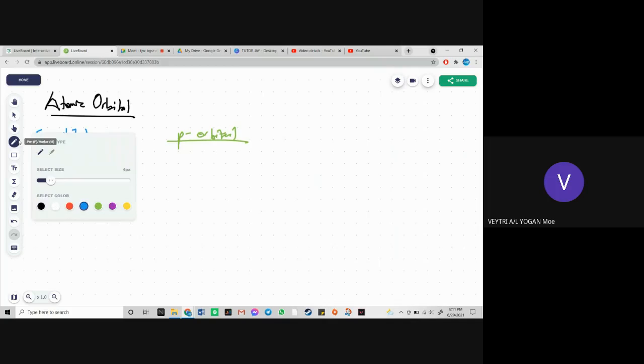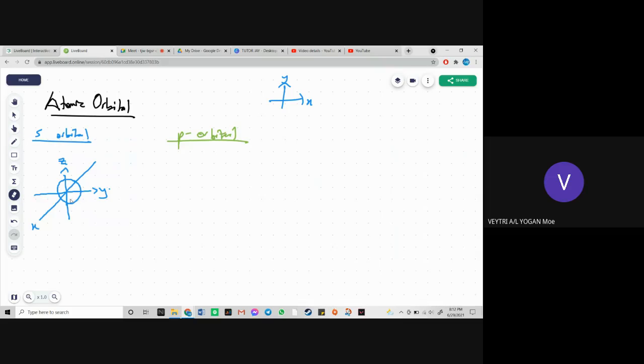I'm going to draw it in blue. S orbital. You know in mathematics we draw the y-axis and x-axis. Same thing here, but with a little adjustment. For the s orbital, you draw Z, Y, and X. This will be your X axis. The shape of the s orbital is just a circle. This is the simplest orbital ever. It's just a circle.